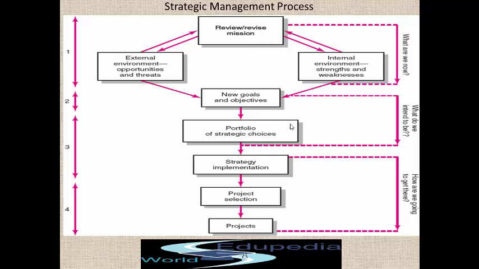What do we intend to do? Basically, you convert that into a portfolio of strategic choices. From that, you implement the strategy, and the strategy is implemented in an organization through projects. So you convert all your strategy goals into projects and programs, and projects get selected. You also need to go through a project selection process, how your project is getting selected, and then finally get into the projects.